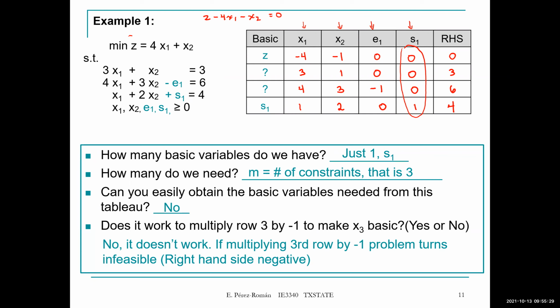So we have 3 constraints, and we need a basic variable for each one of those constraints. Right now, we're talking about these 3 constraints right here. We only have 1.